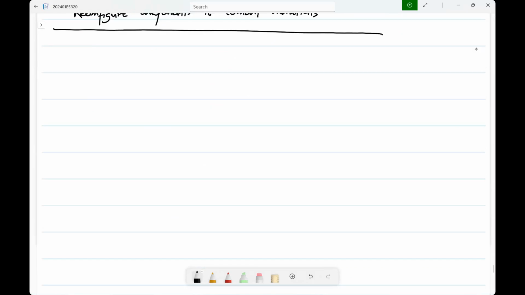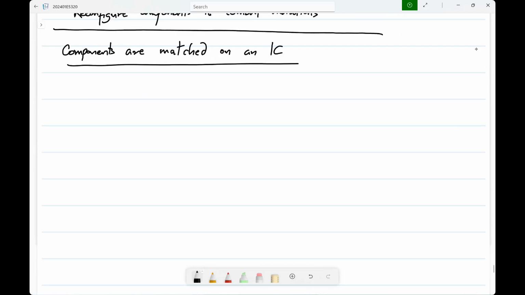Now, so far our assumption is that components are matched on an IC. That is, if I make two identical resistors, I may or may not know whether they're 1 kilo ohm or 1.1 kilo ohm, but both will have the same value. That's the idea. Now, even that, it turns out you have to be careful. One, there can be systematic variations depending on how you make them. I will illustrate them with resistors, but the same will hold for everything.